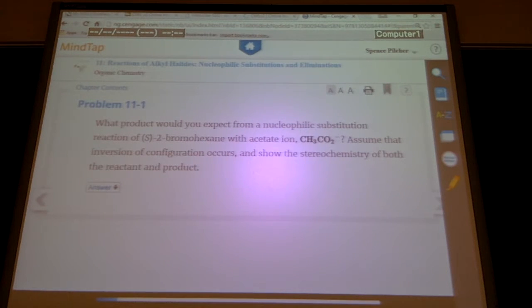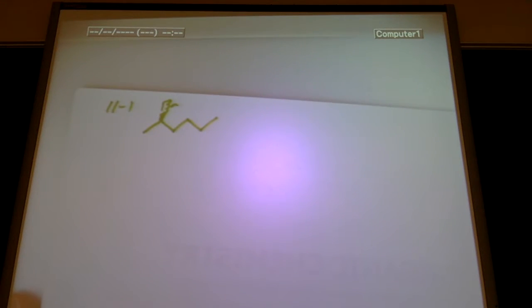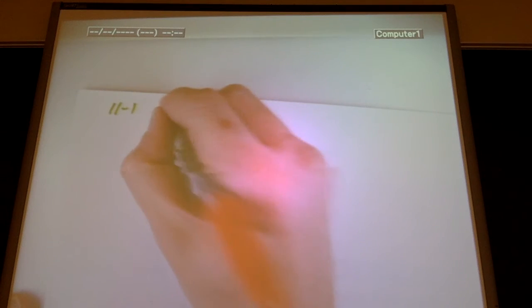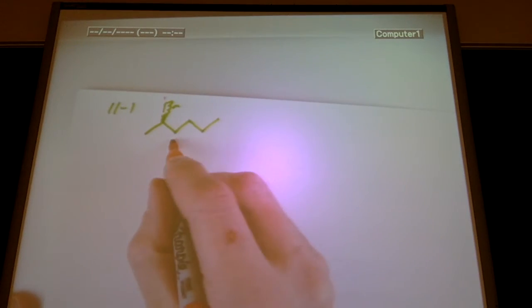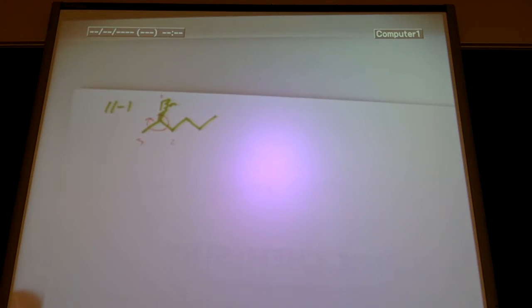So the first thing I have to do is draw out S-2-bromohexane. I'm just going to draw one of them. I'll put my bromine on the wedge, that way I can do R and S configuration. Bromine's my top priority, and then 2, 3. So that's clockwise, so that's the R configuration there. To get the S, I can just invert that stereochemistry.